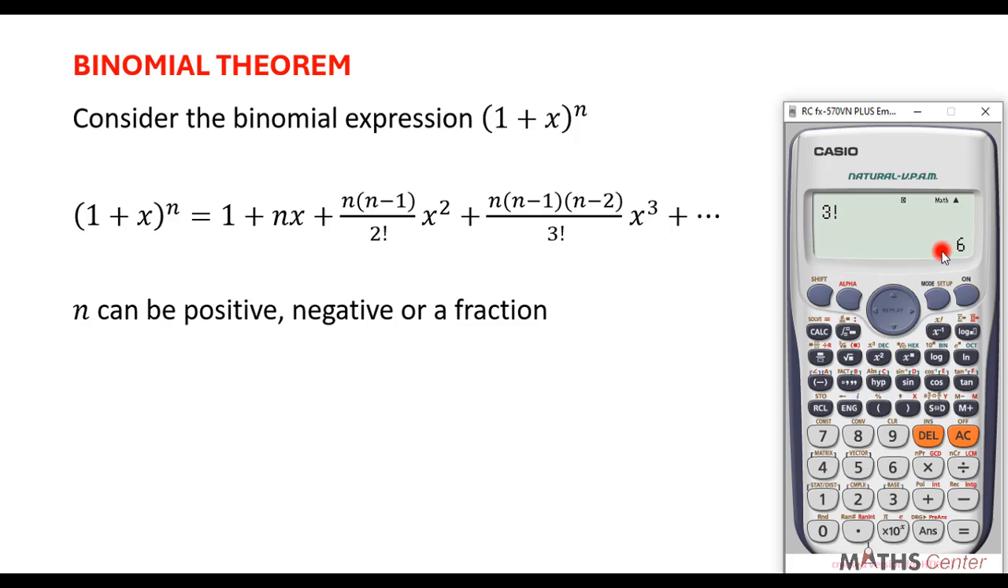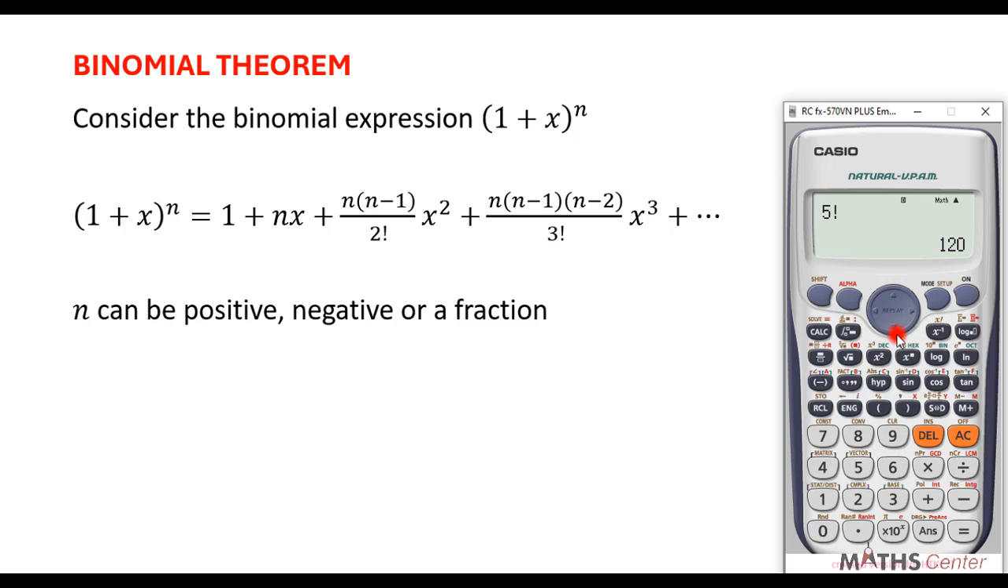Let's say I want to find 5 factorial. So to get 5 factorial, I'll press 5, then Shift, and then this button, that is the button on top of log, that gives us 5 factorial. Then I'll press equal to. 5 factorial gives us 120, because 5 factorial is 5 times 4 times 3 times 2 times 1, and that gives us 120. Let's try one last one.